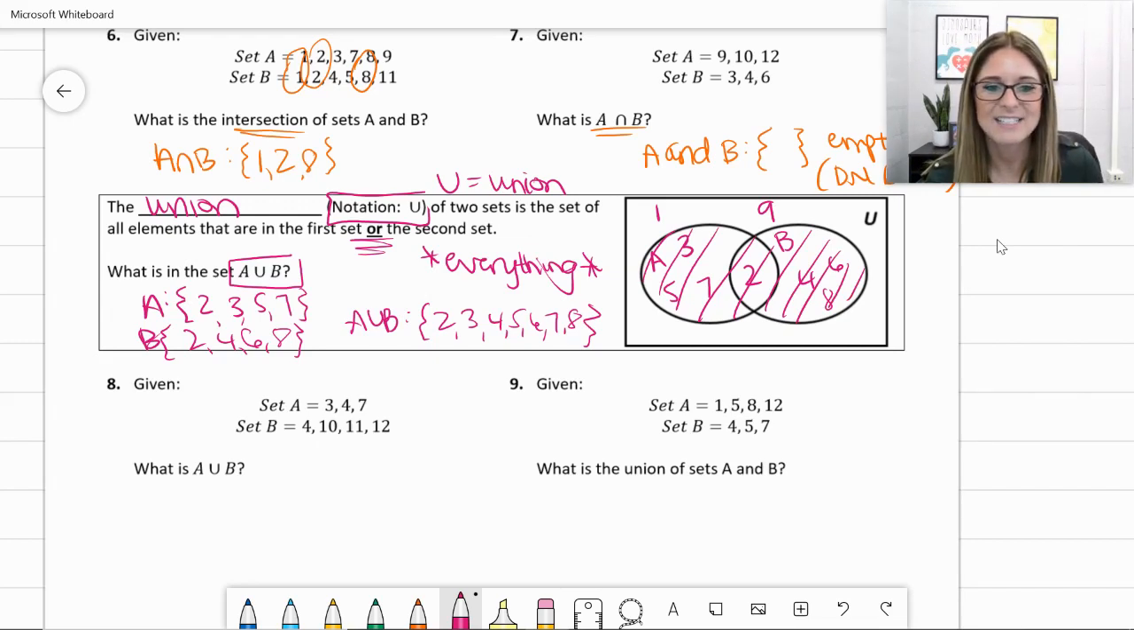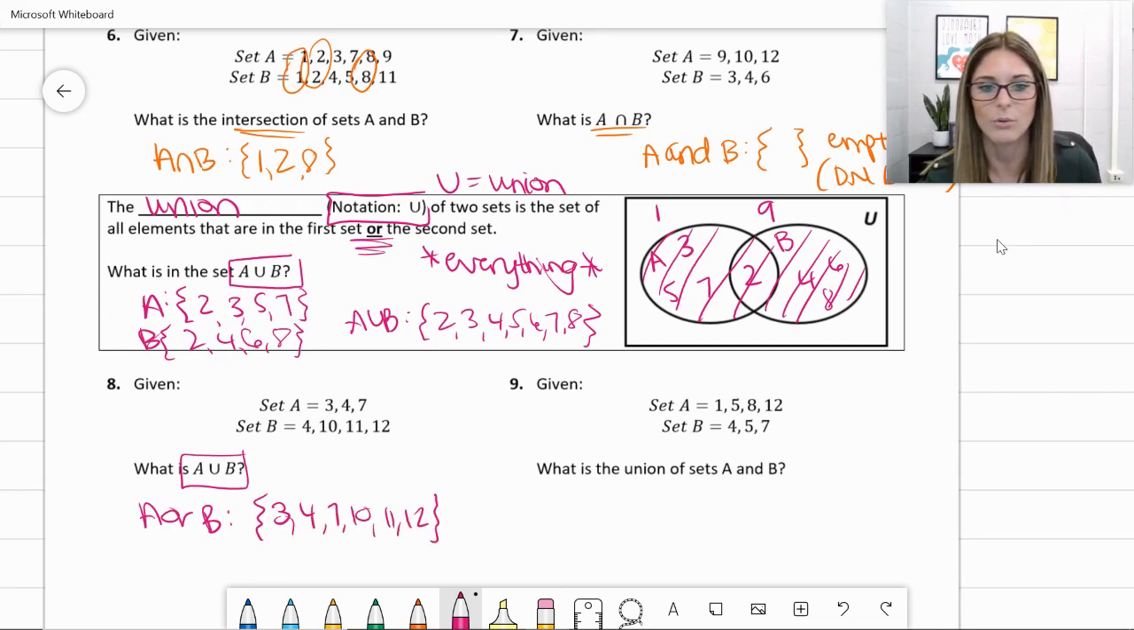Number 8, set A is 3, 4, and 7. Set B is 4, 10, 11, 12. What is A union B? Look at that notation. I can also write this as A or B. Use those interchangeably. Get comfortable with those. So everything: 3, 4, 7, 10, 11, and 12. I do want to put them in numerical order.